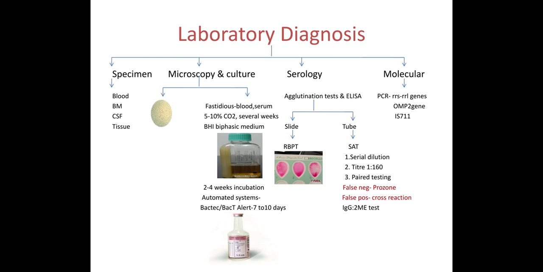Then now we also have molecular testing kits available which use PCR, wherein primers for the rrs, rrl genes, the outer membrane protein 2 gene, or the insertion sequence IS711 are available, and PCR is used to detect these particular genes, which will confirm the diagnosis.